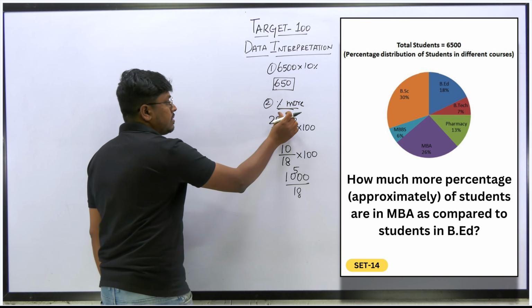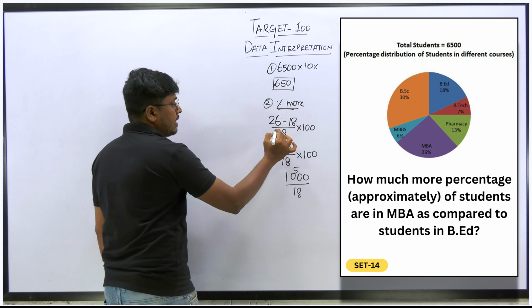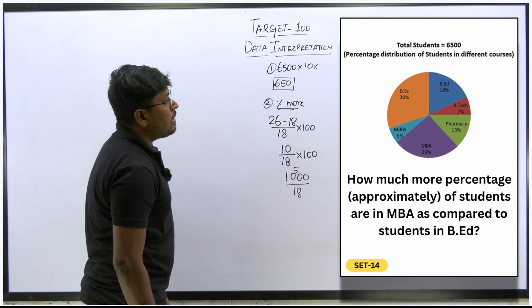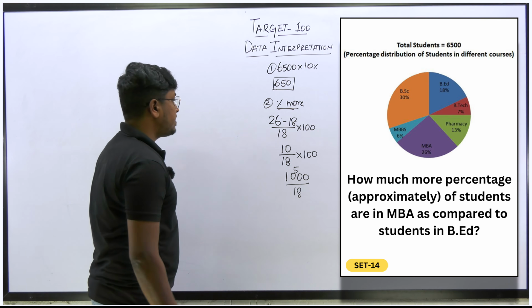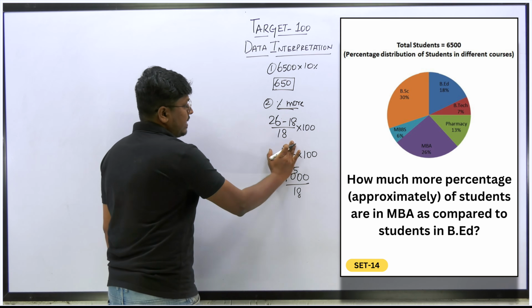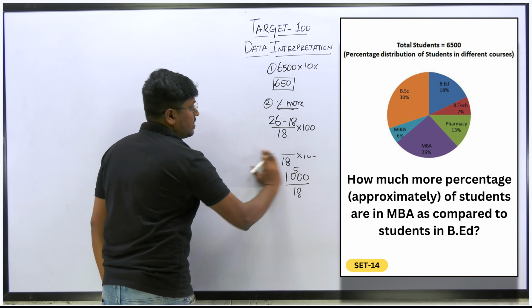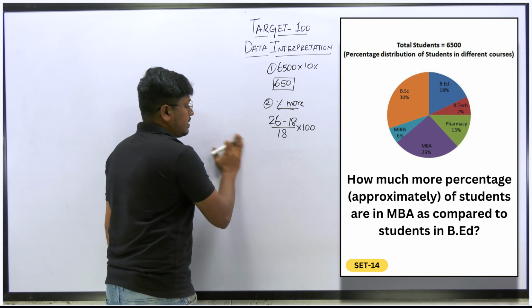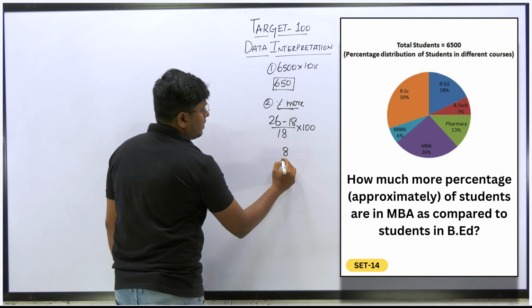No, it is actually 26 for MBA, right? So MBA versus B.Ed. MBA is 26%. I'm sorry. 26%. Sorry. So 26 minus 18, this will be 8.